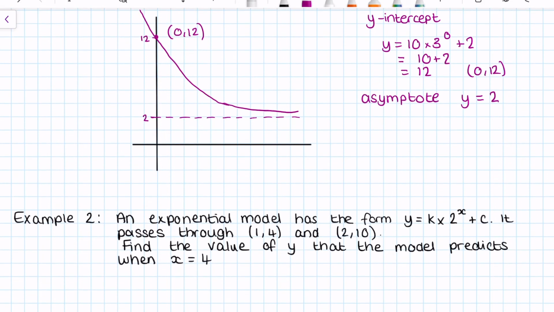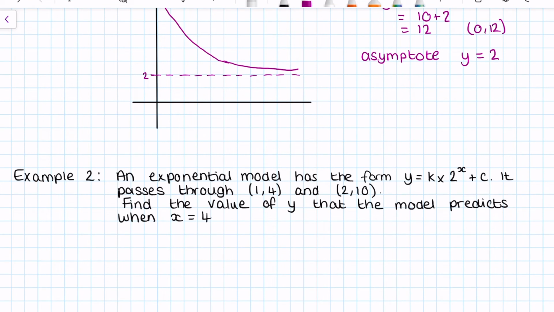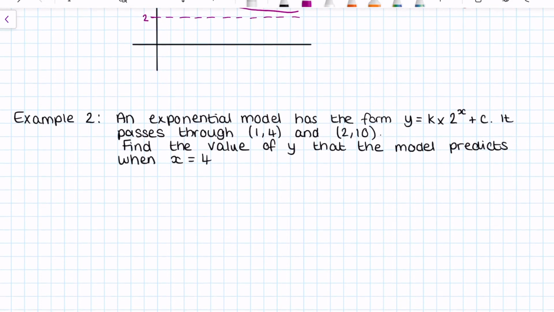Next question, an exponential model has the form y equals k times 2 to the power of x plus c. It passes through 2 points, (1, 4) and (2, 10). Find the value of y that the model predicts when x equals 4. So we're wanting to put 4 into this equation and work out what y is. Our only issue here is that we don't know what k and c are. So we need to work them out first.